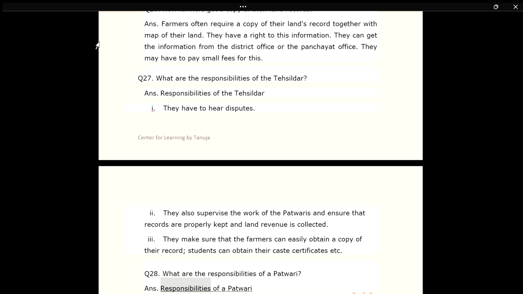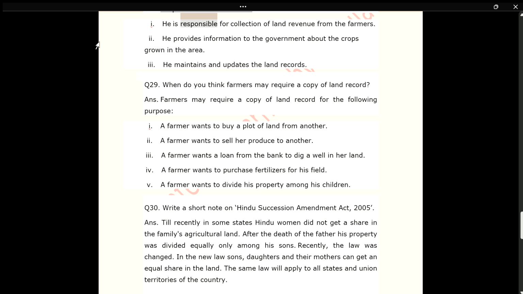Q28. What are the responsibilities of a patwari? Ans. Responsibilities of a patwari. 1. He is responsible for collection of land revenue from the farmers. 2. He provides information to the government about the crops grown in the area. 3. He maintains and updates the land records.